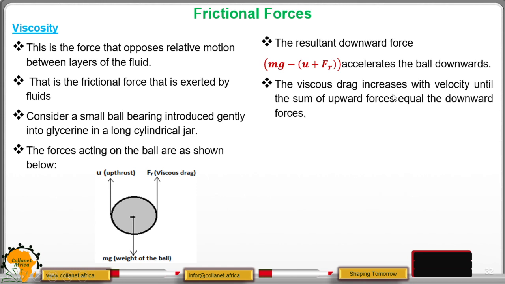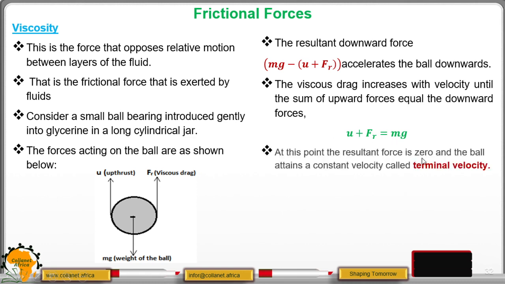Now, the viscous drag increases with velocity until the sum of the upward forces is equal to the sum of the downward forces. So in other words, as the velocity increases, the viscous drag will increase. But when the upward forces, that is u plus the friction fr, are equal to the weight, then the velocity will be constant. That is, u plus fr is equal to mg. At this point, the resultant force is 0, and the ball attains a constant velocity that we call terminal velocity.